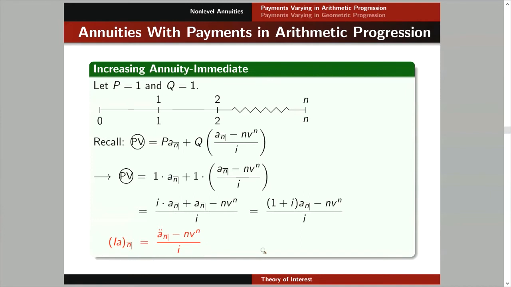Now, how are we going to get the accumulated value of an increasing annuity immediate? Okay, our notation is this one, IS angle N. So all we have to do is to multiply the IA angle N by 1 plus I raised to N, like this. So as long as you know the present value, you can easily get its accumulated value.